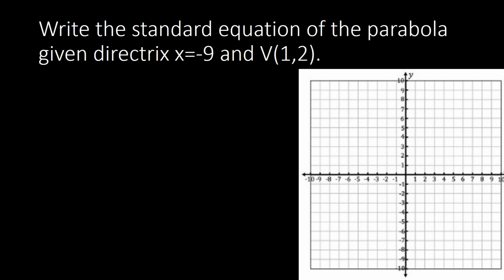Let us now write our standard equation of the parabola with the given directrix at x equal to -9 and the vertex which is at (1, 2). So first off, we are going to locate those mentioned parts of the parabola in our Cartesian plane, just like your directrix, which is x equal to -9.